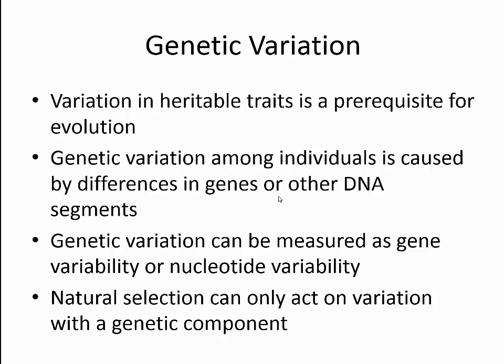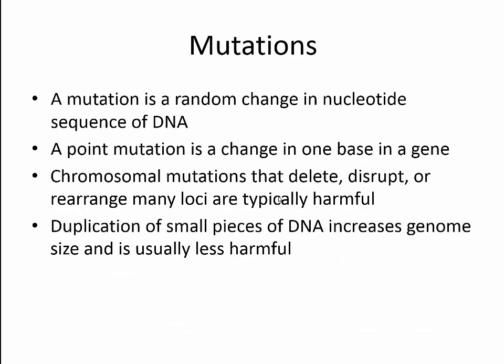Genetic variation among individuals is caused by differences in genes or other DNA segments. And this genetic variation can be measured as gene variability, or in reality, it's really nucleotide variability, isn't it? Natural selection can only act on variation with a genetic component.